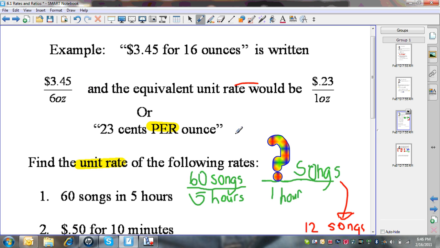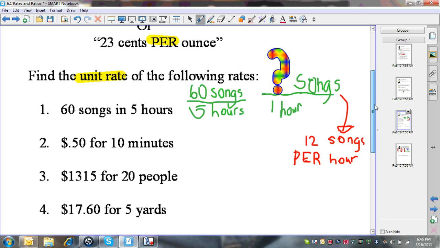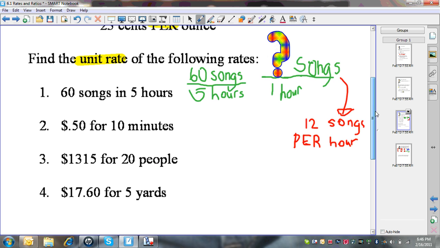So I want you guys to find the unit rates of a few examples. I've done the first one for you. Believe me, it was painful, everything I had to write. If we have 60 songs in 5 hours, we would write that 60 songs. Please write your units. They are important. And 5 hours in the denominator. The question is, for the unit rate, how many songs in 1 hour? The unit is 5 here, but we want it to be 1 here.